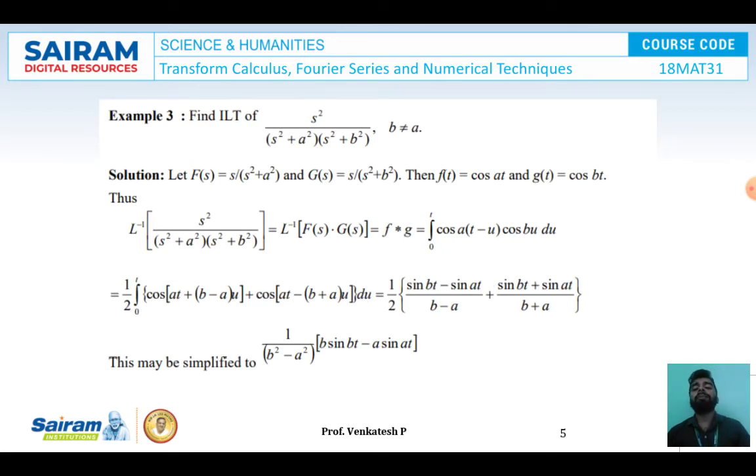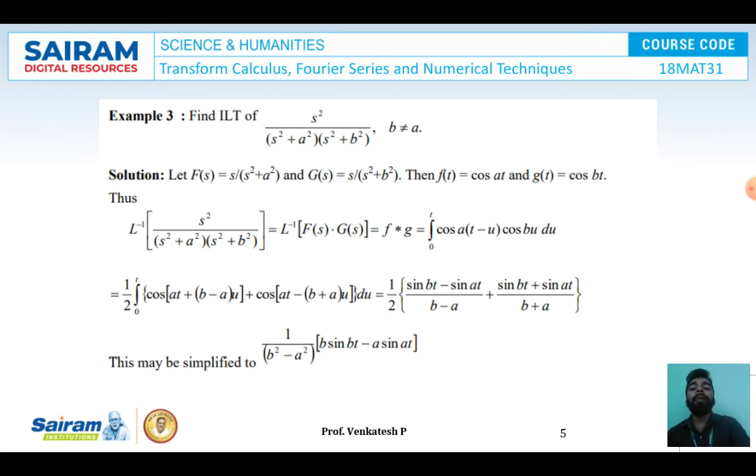Example number 3. Find the inverse Laplace transform of s square by s square plus a square into s square plus b square, where the condition is b is not equal to a. So this problem is the same like the previous problem only. So first we need to identify the values of capital F and capital G. So here F of s will be s by s square plus a square. G of s will be s by s square plus b square.